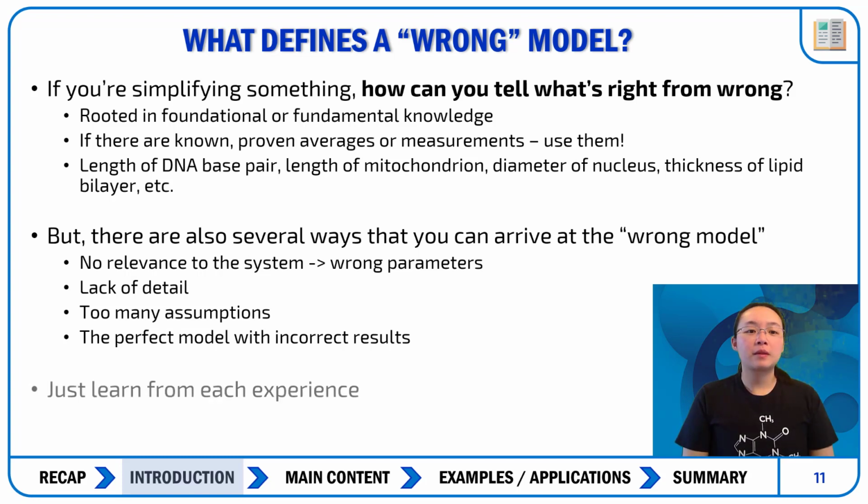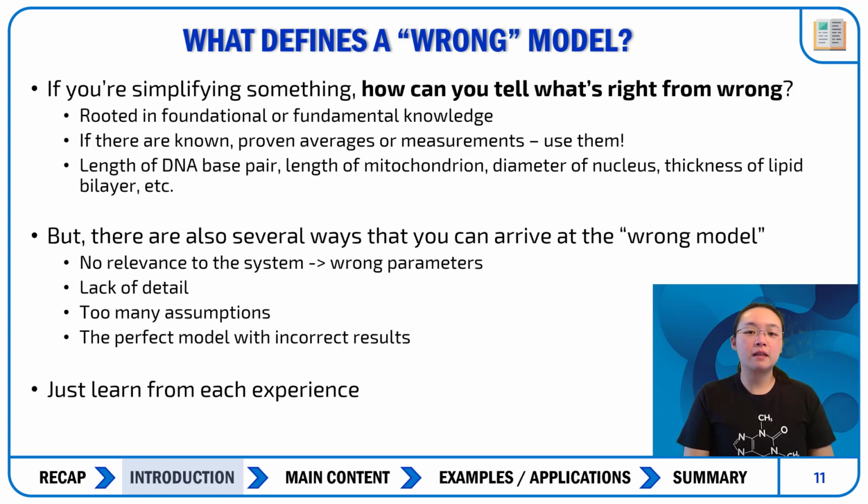Last, we have the perfect model. This is kind of a conundrum because the perfect model should give you the perfect results. But actually, if you have the perfect model, which means you've basically done everything correctly from beginning to end, but you arrive at completely incorrect results, then that means that something is fishy about this.